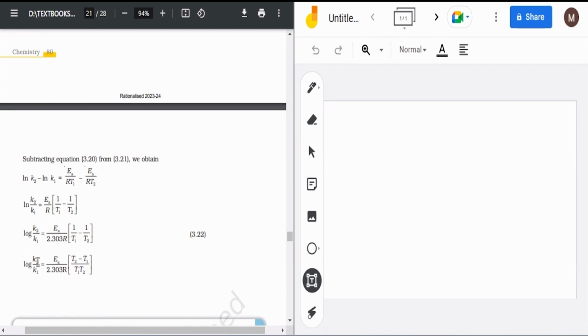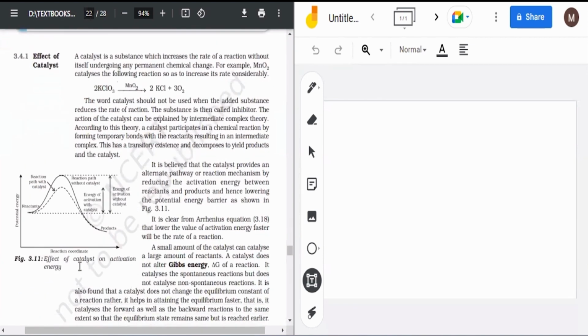मतलब आपको T1 T2 की वैल्यू दी जाएगी, k1 की वैल्यू दी जाएगी, और आपको k2 निकालने को बोला जाएगा. हो सकता है आपको k2 k1 T1 T2 दिया हो, आपको एक्टिवेशन एनर्जी निकालने को बोला जाए. So this formula is important actually. You can learn that if you want.